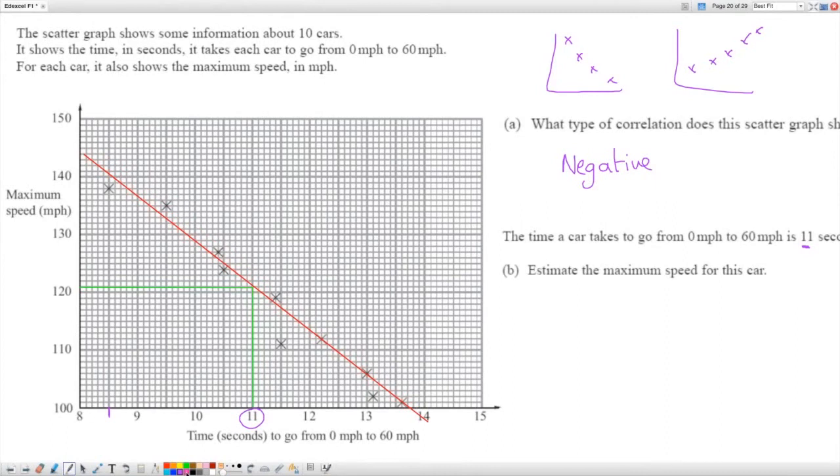Now this will vary depending exactly where you drew your line. For my graph shown here on the screen, my value is coming out as 121. However, in an exam, an examiner would accept any answer between 117 up to 123. So just make sure that your value for your line is coming somewhere between 117 and 123.